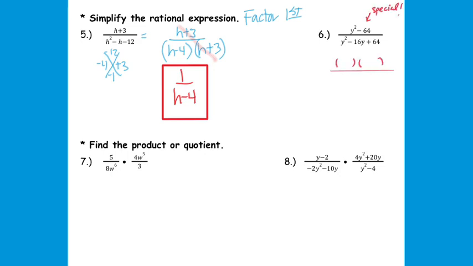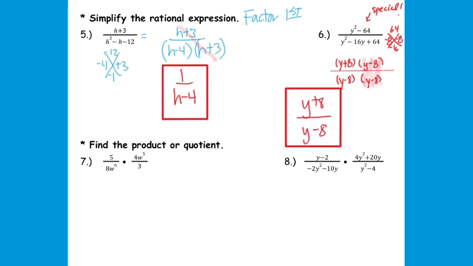Both of these are specials. We have a difference of 2 squares, and the bottom is actually a perfect trinomial. If I can't see that, I can X-box it and see that 2 terms that multiply to be 64 and add to be negative 16 are going to be negative 8 and negative 8. So we go ahead and cancel that out, and our final answer is y plus 8 and y minus 8.